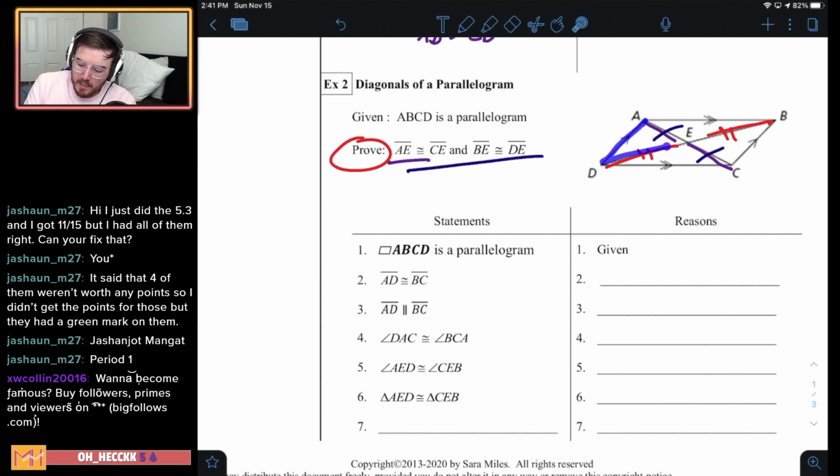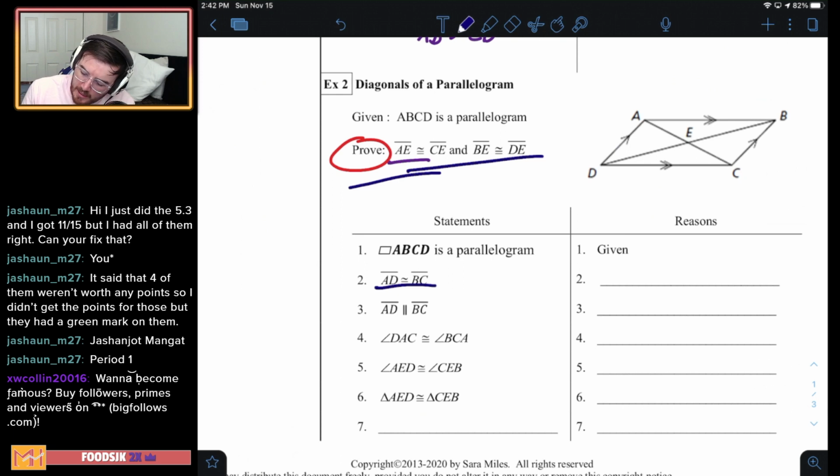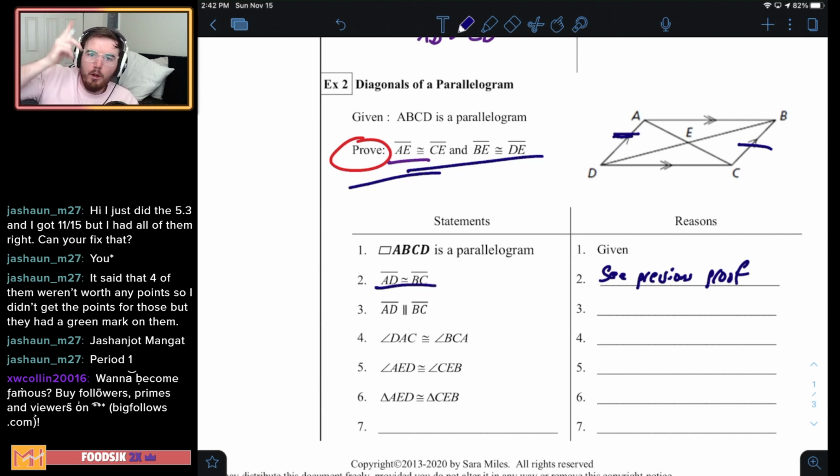The reason this side would be the same as this one is if the triangles are congruent. So let's clean this up here, because we don't know that yet. We're trying to prove that. So why do we know that AD is congruent to BC? Well, we proved it up top. See previous proof. We proved opposite sides congruent. We just did that up there. That's why it's true, so I'm going to roll with it.